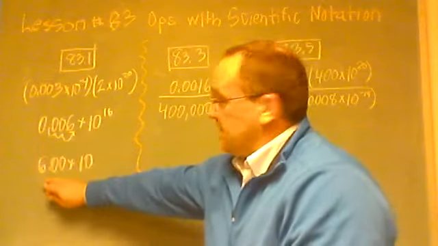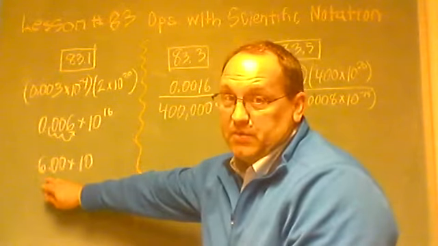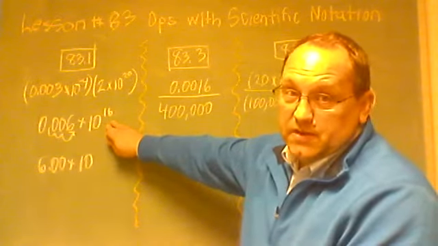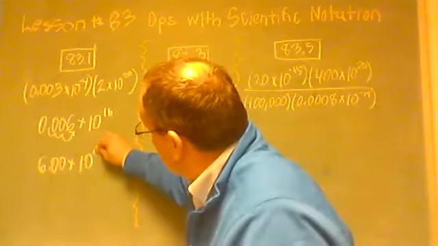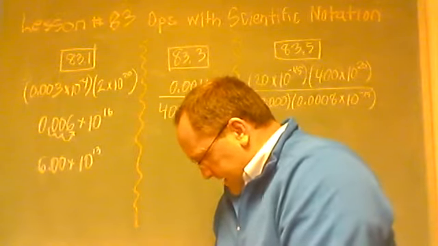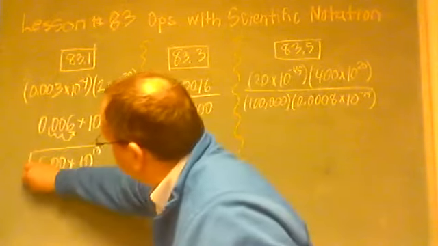Okay, we have made this number 3 decimal places bigger. We have to make this number 3 decimal places smaller. 16 minus 3 is 13. Okay, let's check the book answer. 10, 6 times 10 to the 13th. Okay, that's what they have.